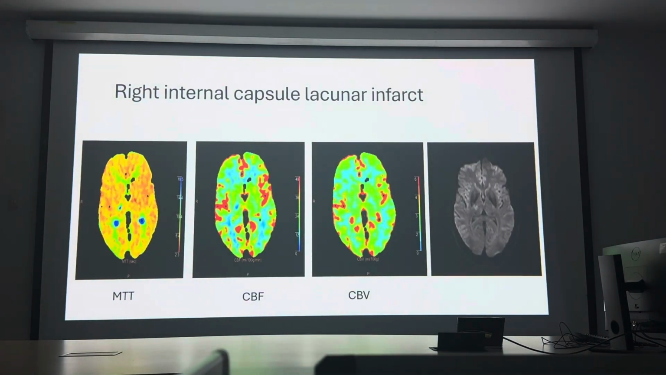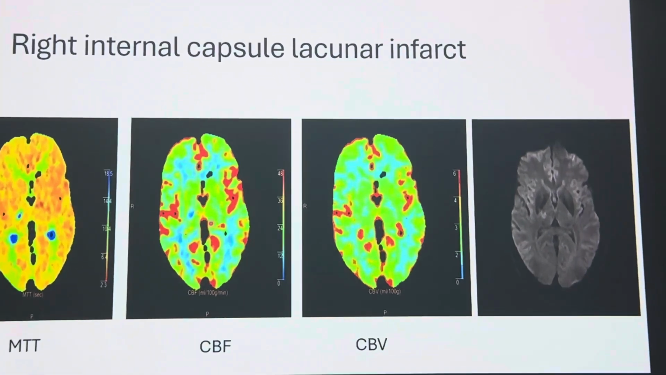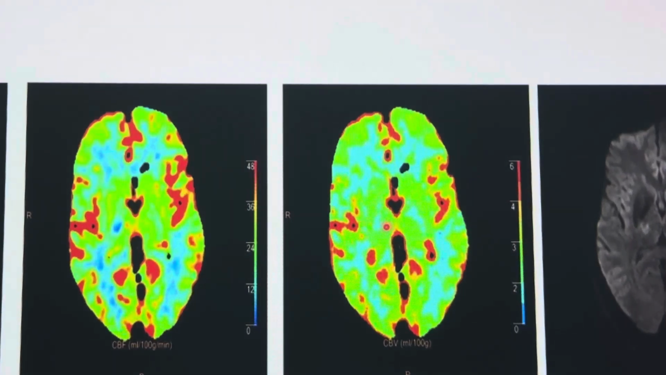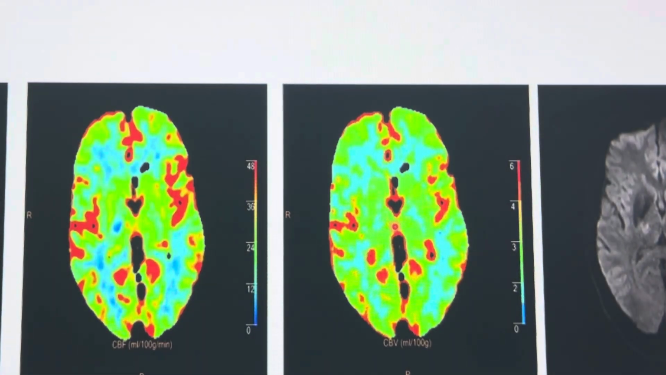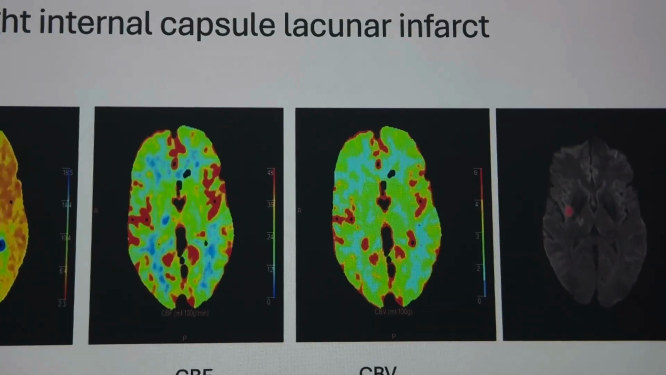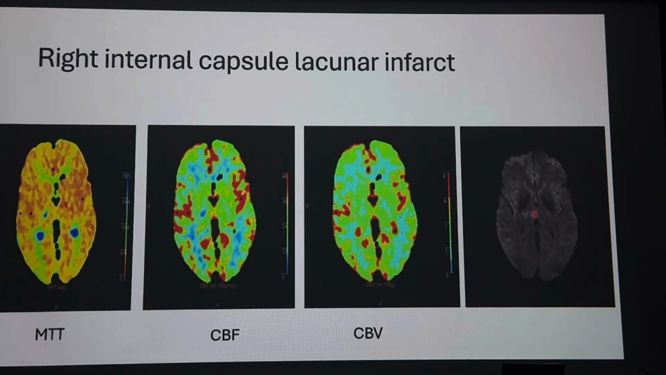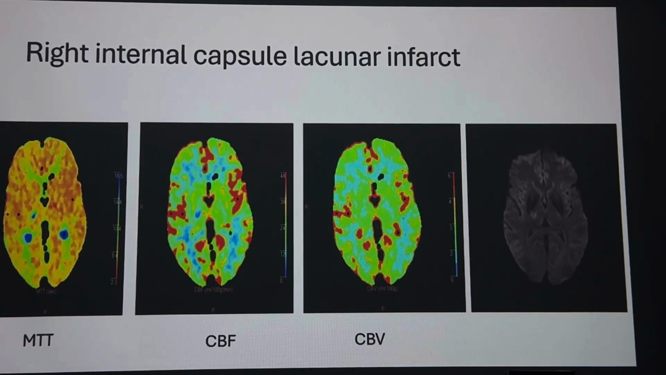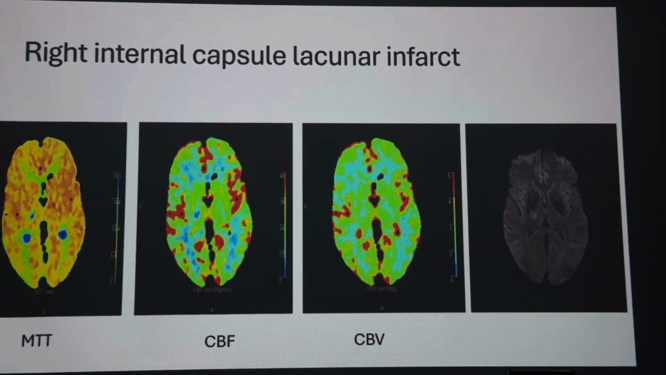For cases of small lacunar infarct, this is an example. Here a very tiny increased time parameter in the right internal capsule, matching with the cerebral blood flow, but no value of volume loss, which indicates this is not a complete infarction, and this is true when we do follow-up diffusion images. There is minimal residual diffusion restriction, which indicates the patient is recovering because it is not an infarction.